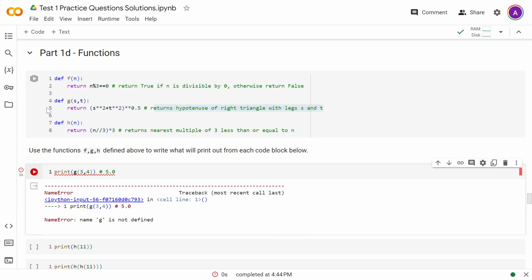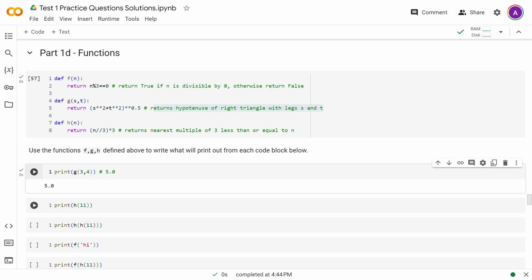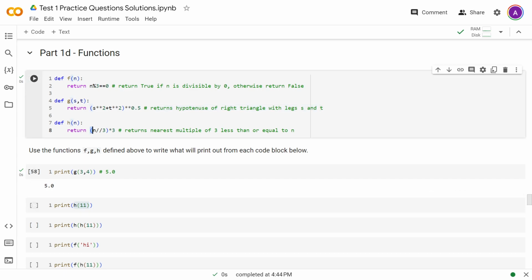Oh, right, we do need to actually run this block that has the definition of the functions in it before we can run these blocks down here. Okay, so now h of 11. I think that was the one I used in the example, right? So we're going to plug in 11 for n.